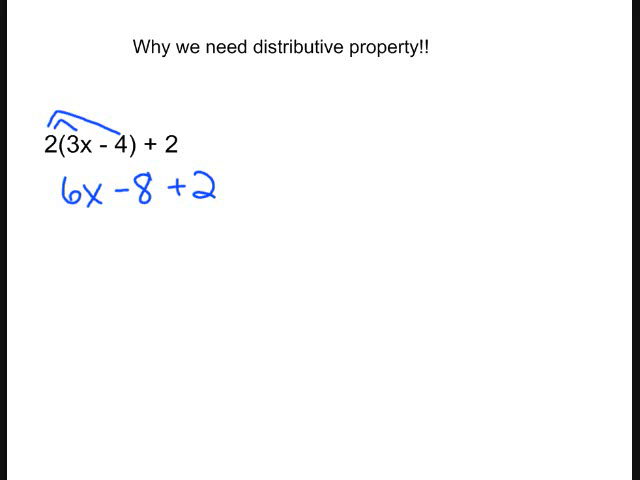Now that I've gotten rid of those parentheses, I can continue combining like terms. I can combine my negative 8 and my positive 2, because those are like terms, and get a final answer of 6x minus 6. We cannot combine the 6x and the minus 6, and that was what we talked about in combining like terms. So this right here is my final answer.